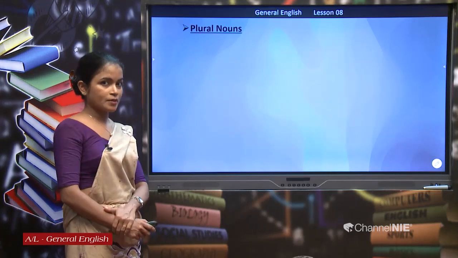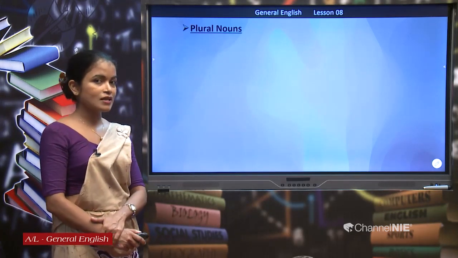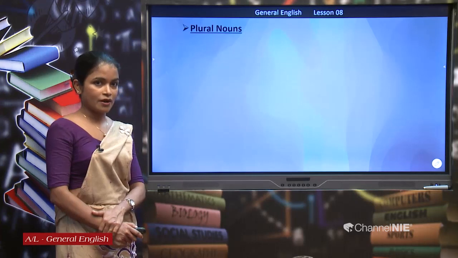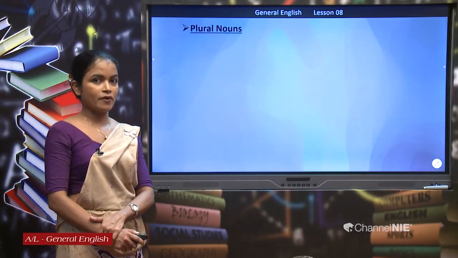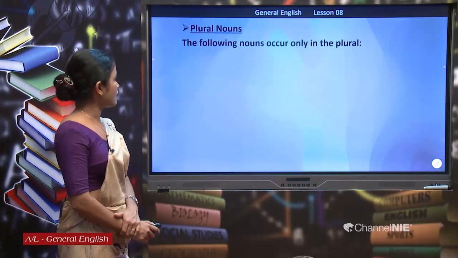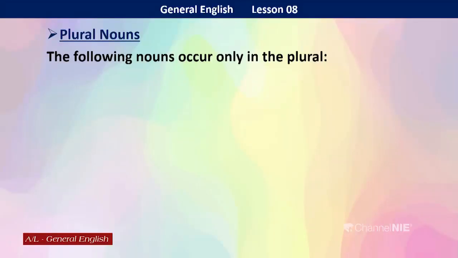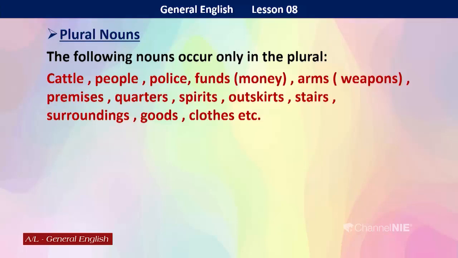So, we talked about singular nouns. Now let us move on to plural nouns. There are special points that we have to discuss. The following nouns occur only in the plural in English. What are they? Cattle. Now, we can't take that noun as a singular noun in English. So, the following nouns occur only in the plural: cattle, people, police, funds when we refer to money, right?